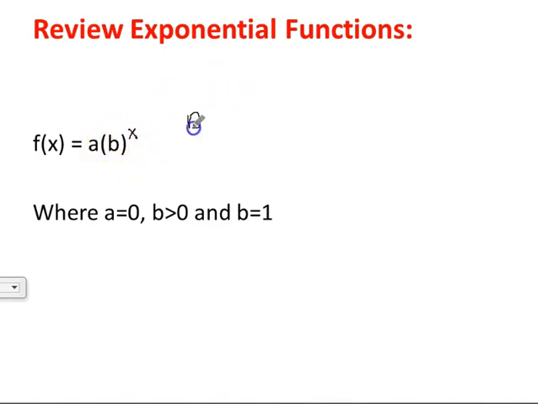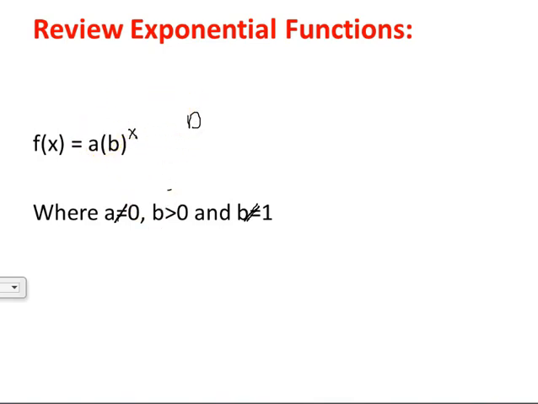The B term, remember, always has to be not equal to 1. A cannot be equal to 0. And B has to be, for exponential functions, greater than 0. I was going to go somewhere else with that, so that might have sounded confusing. Let me start over again.